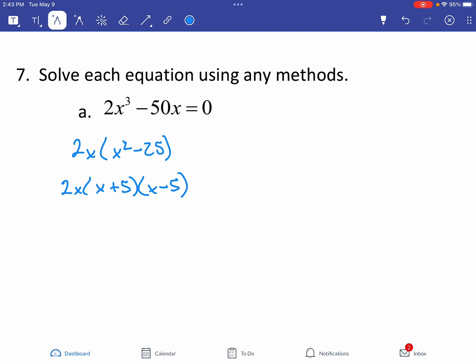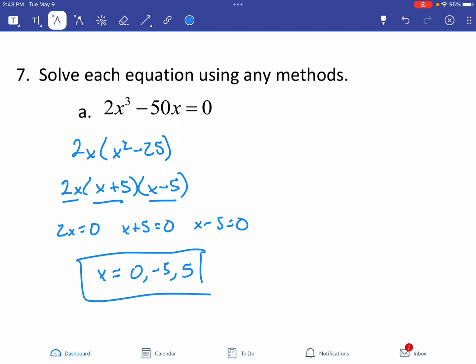Now I have 3 separate factors, 1, 2, and 3. I set them all equal to 0 and solve all of them. Divide by 2, I get 0. Subtract 5, I get -5. Add 5, I get +5. These are my 3 answers for A.